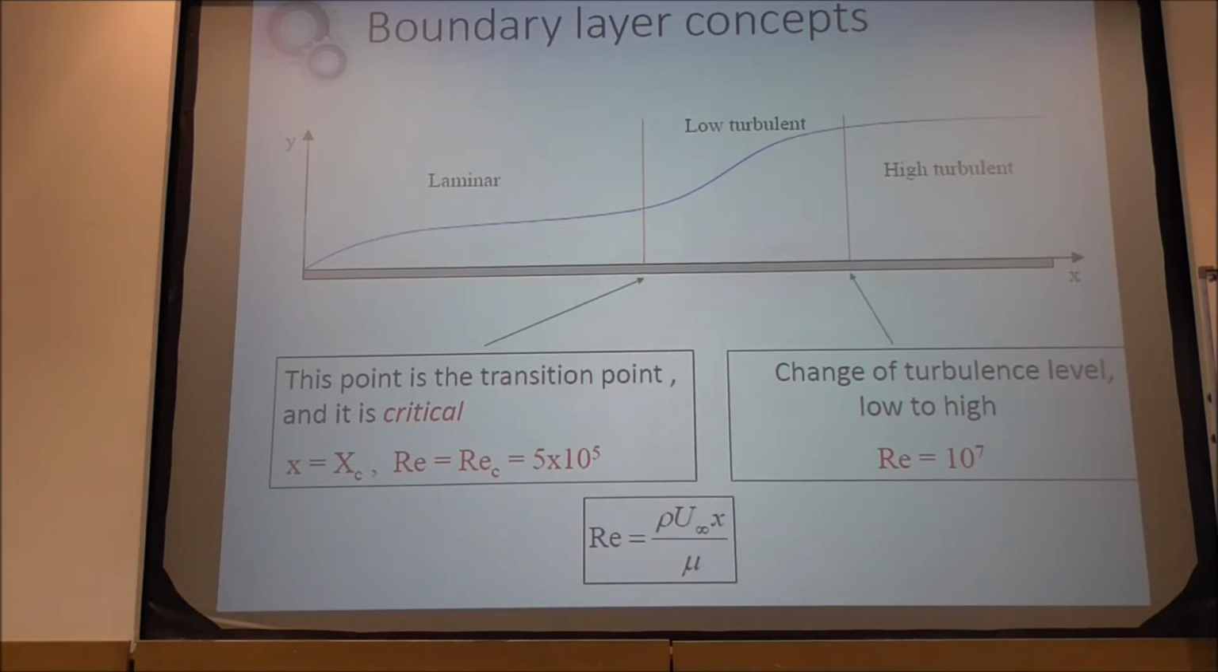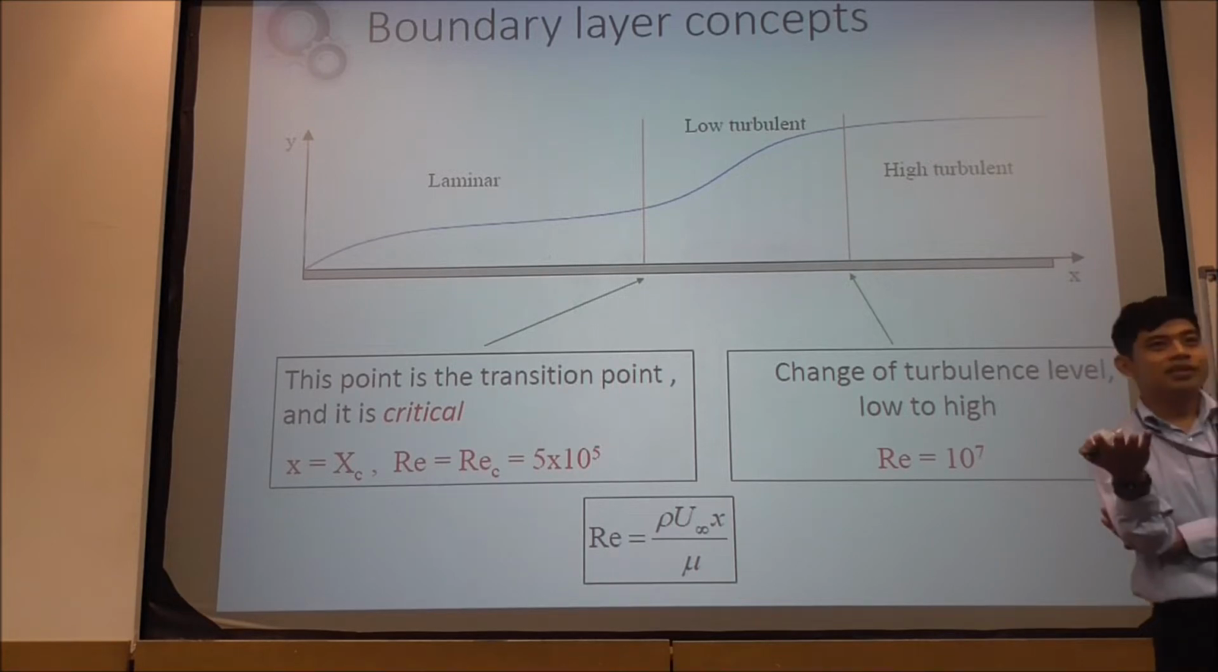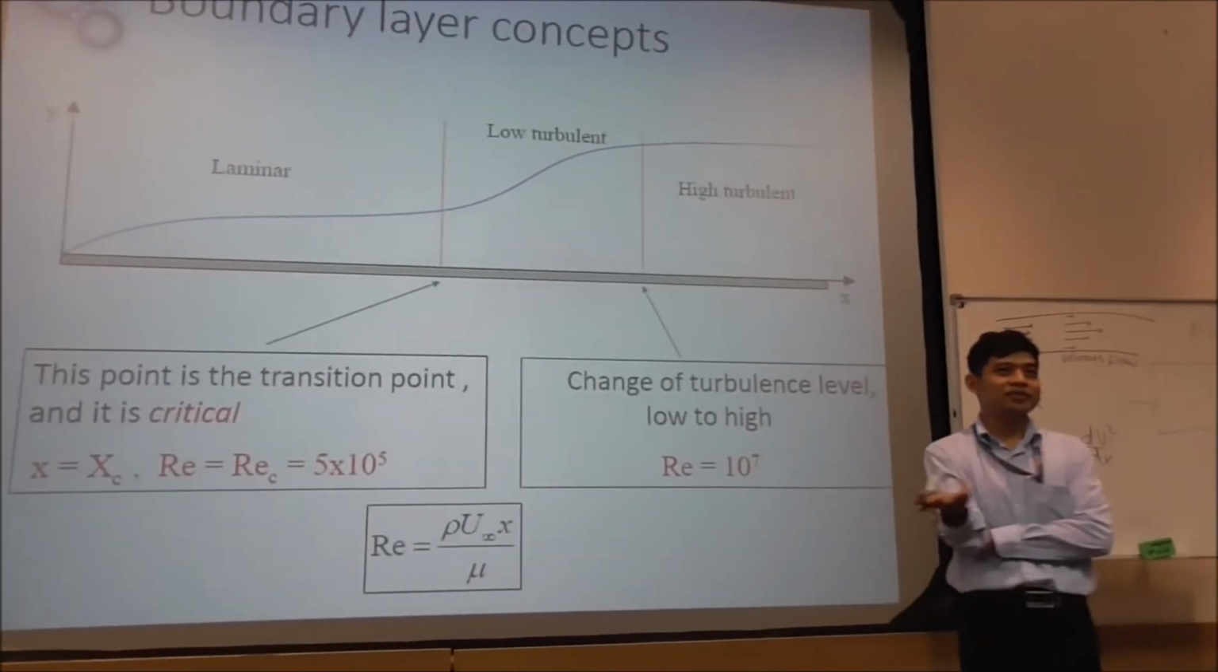For a pipe flow, do you remember what your critical Reynolds number is? For a pipe flow, 2000? 2400, 2300, right?